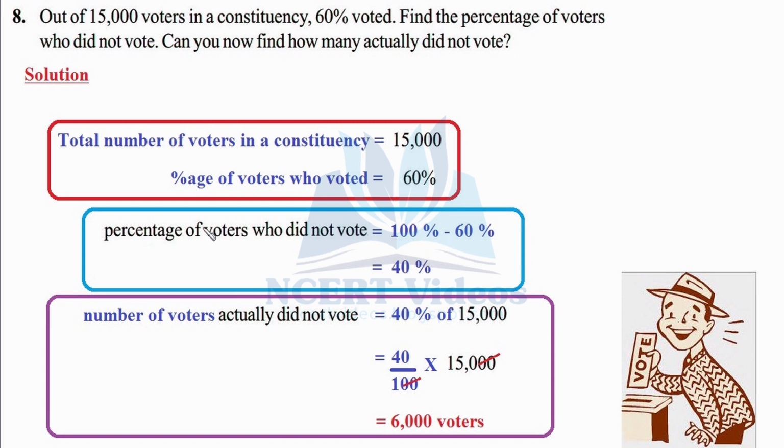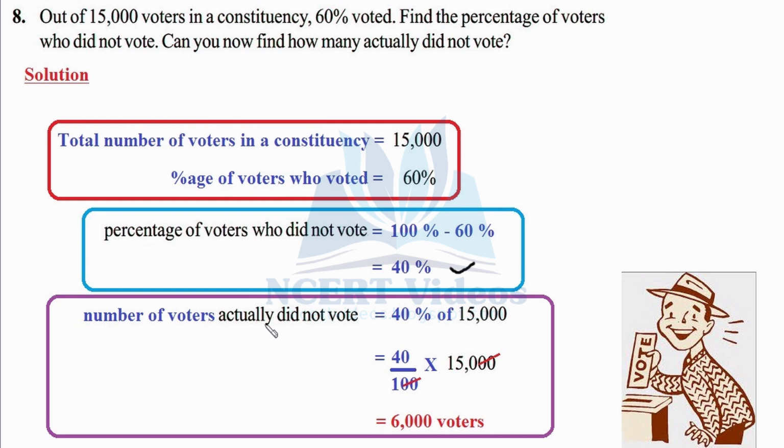So therefore, we did the same. Percentage of voters who did not vote: 100 minus 60%, that is 40%. That completes the first part of the question. The other part says, can you now find how many actually did not vote? Well, this is a percentage, but we have to find the exact number. That is what this question asks.